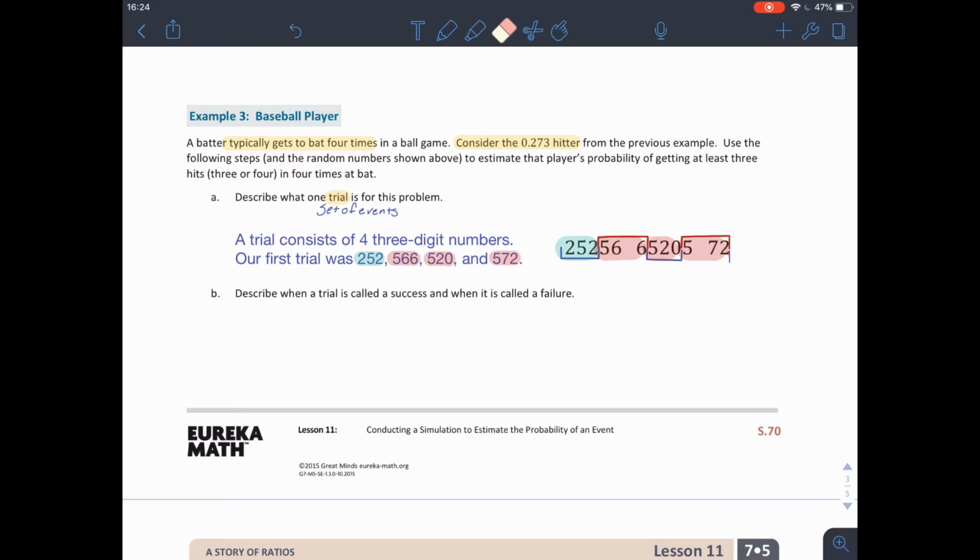Then for B, we're going to describe when this trial is a success and when it is a failure. That comes from right before that in this word problem, where it says at least 3 hits, that is 3 or 4 hits from those 4 times at bat. Our success is getting 3 or 4 hits in that trial. So in that set of 4, 3 of them or 4 of them would have to be hits. A failure would be getting anything less than 3: 0, 1, or 2. If we look back at this first trial as an example, that was a failure because we only had 1 hit. We needed 3 or 4 for this trial to be a success.